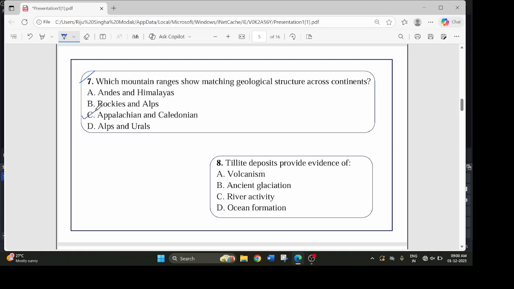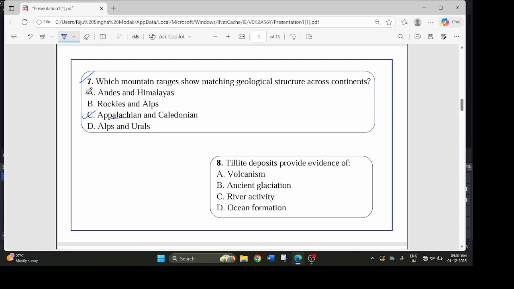The Appalachian mountains of the eastern United States and the Caledonian mountains of the British Isles and Scandinavian countries have nearly identical rock types, structure and ages, indicating they were part of the same mountain chain when North America and Europe were connected. So that's why this is the correct answer.